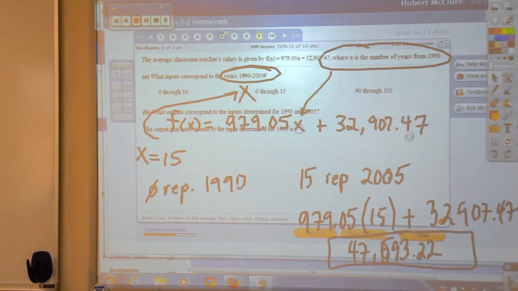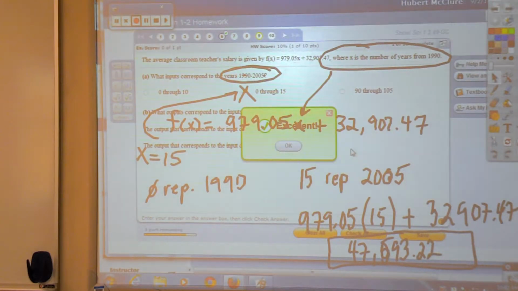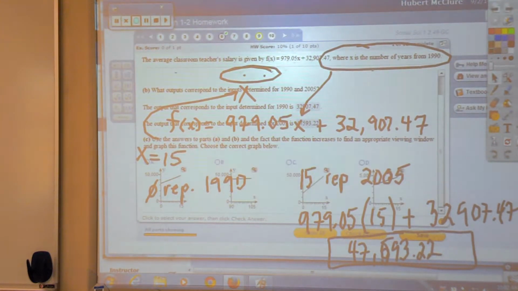So here, the output corresponding to 1990 would be 32,907.47 and to 2005 would be 47,593.22. And that's how you do that. And you can do a graph. From 32,000 to 47,000, you just need to look at the graph.